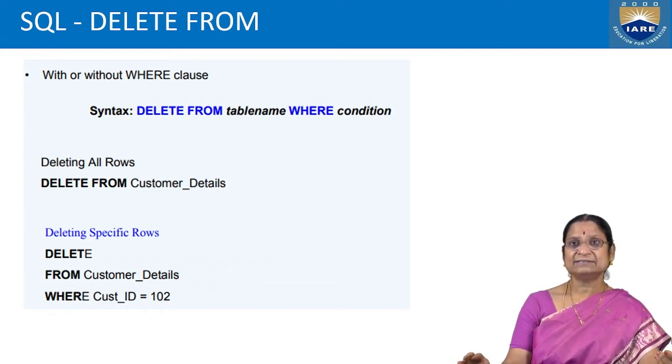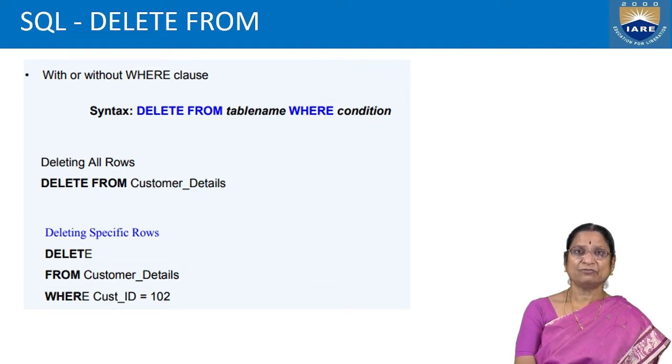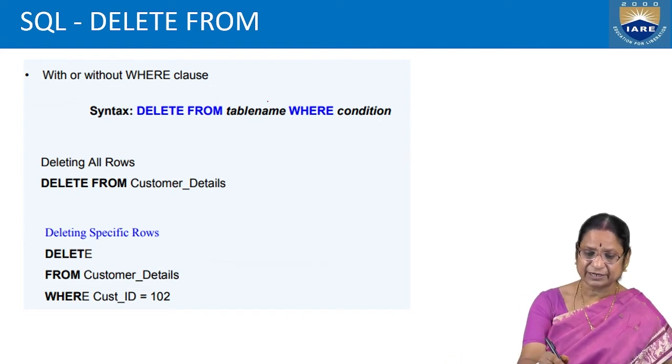Once inserted, sometimes the data must be deleted also. So how is the data going to be deleted? To delete the data from our table, we will use the delete from command. The syntax of the delete from command is: delete from table name where condition.